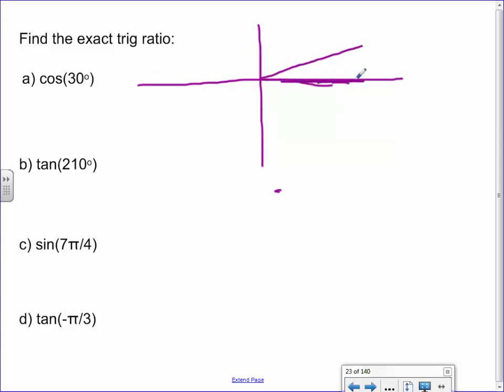Does that make sense? I'm going to put one arm along this axis, and one arm along this axis over here. I'll fill in the blanks and kind of make it a triangle. And right here, this is going to be 30 degrees.